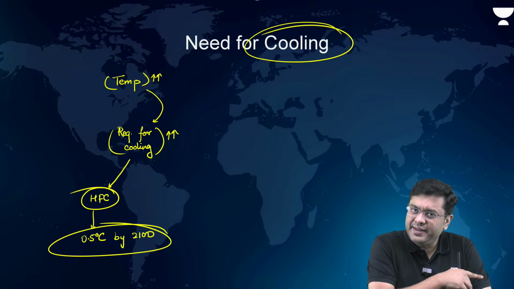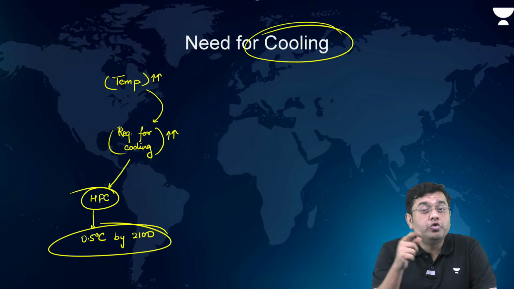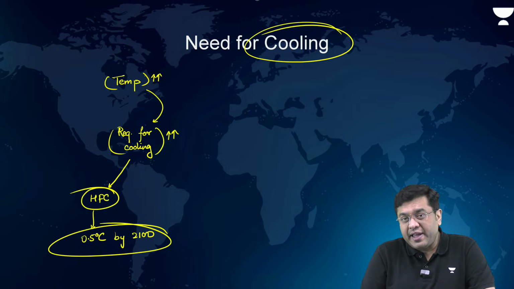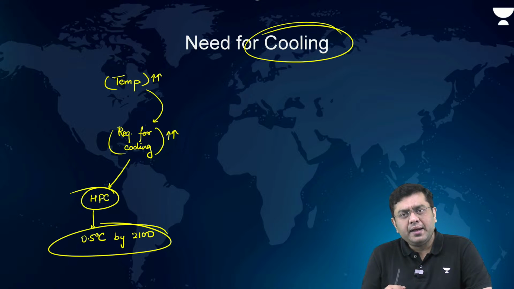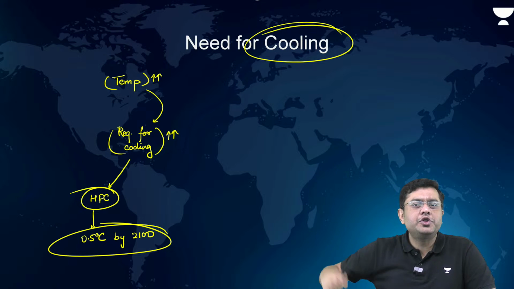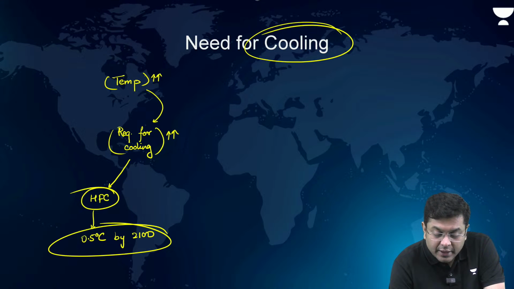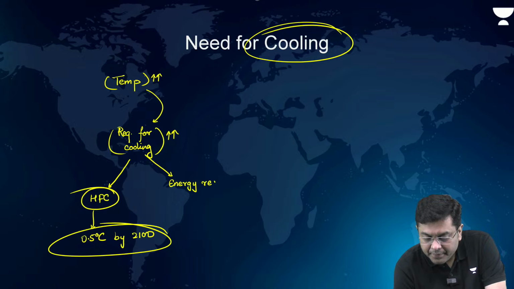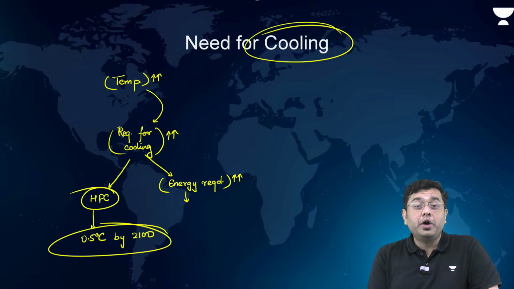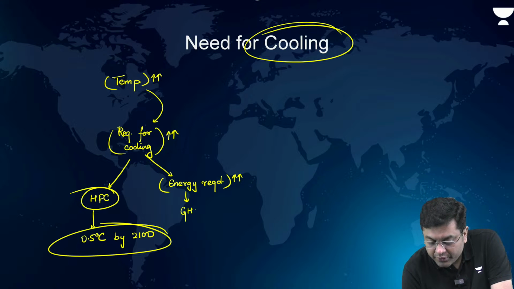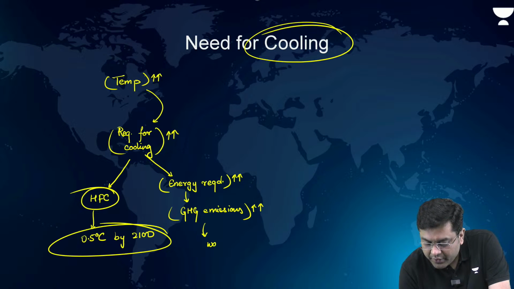Then when you switch on your AC, what happens along with that? You consume electricity. Now, electricity is generated from where? From the thermal power plants predominantly. And thermal power plants, they will have their own emission of greenhouse gases. Greenhouse gases will warm the atmosphere, raise the temperature again. So this is where energy requirement goes high. When the energy requirement increases, that automatically means what? That greenhouse gas emissions increase. And that means warming increases.